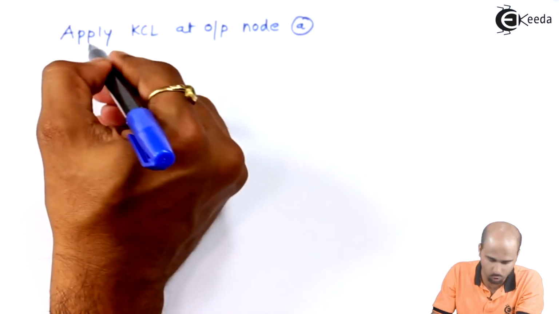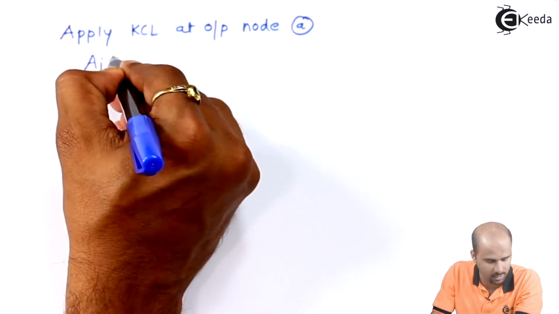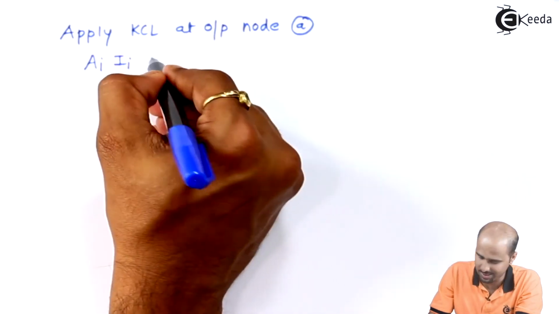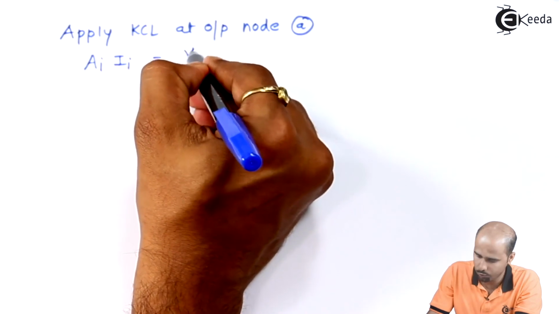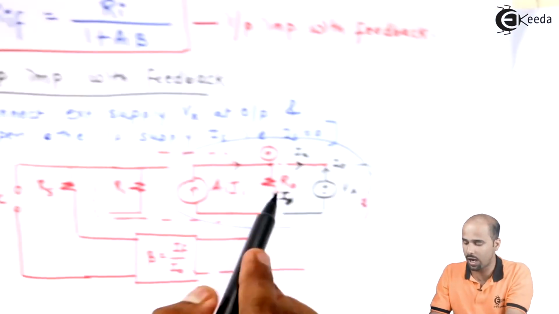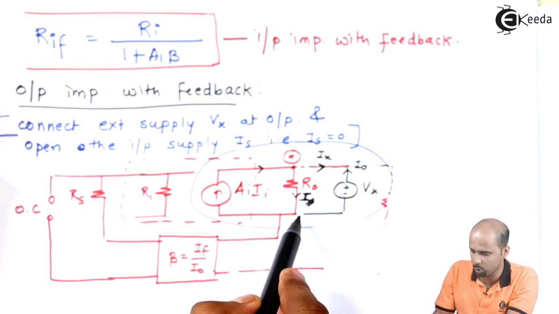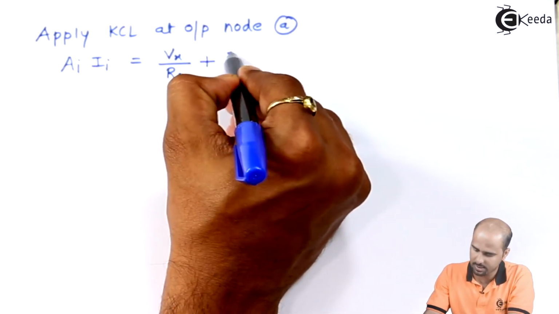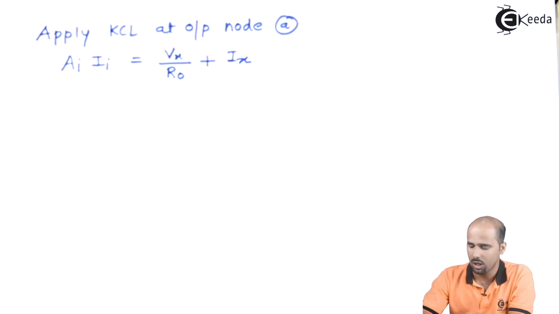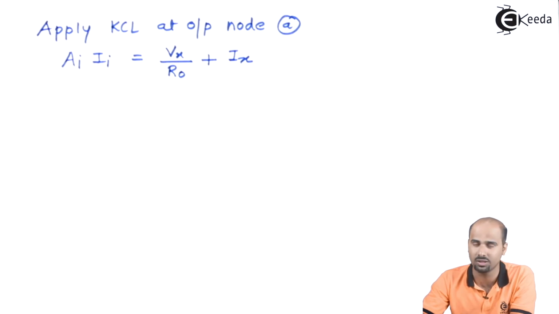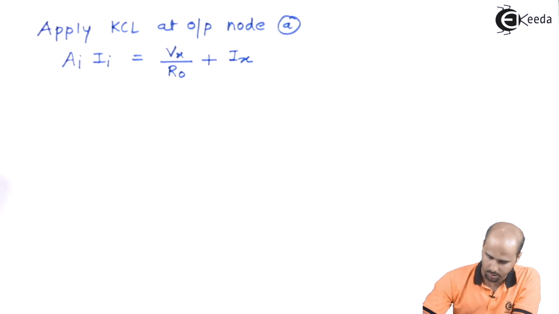If we apply KCL at output node A, AI into II is the incoming current, then two outgoing currents I will be having. This is equal to Vx divided by RO, that is nothing but the current flowing through RO, plus Ix. Now I know that the value of Vx divided by Io is nothing but the value which we are expecting as our output resistance. Okay, fine. So far so well.